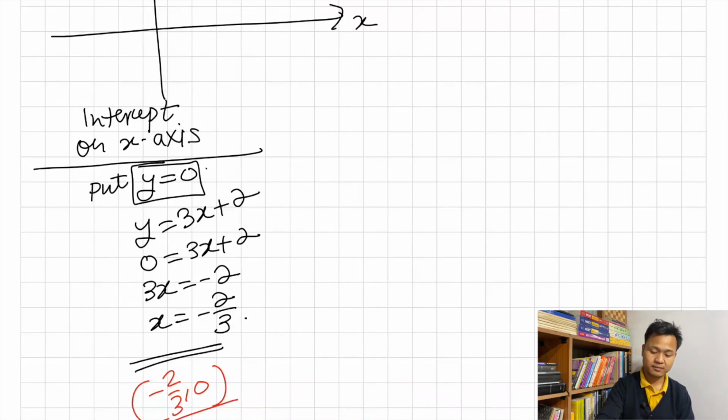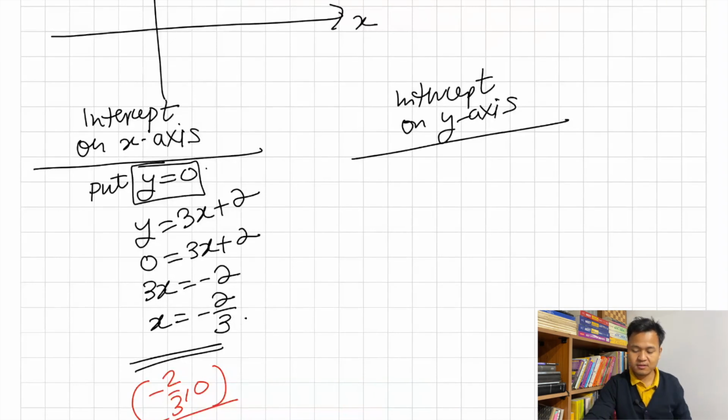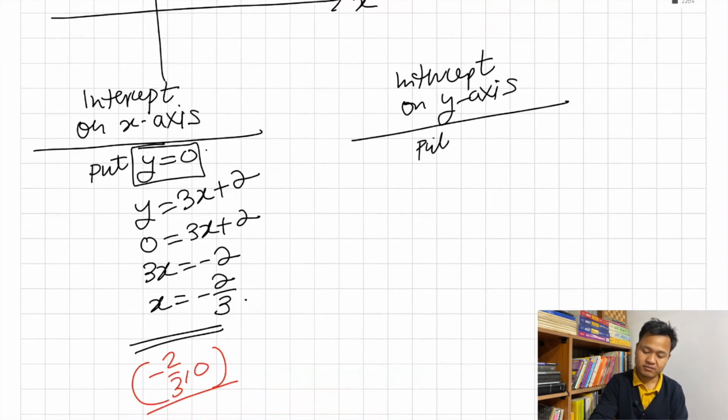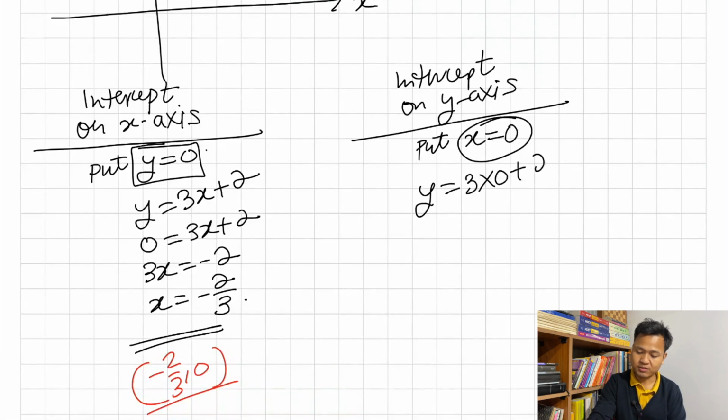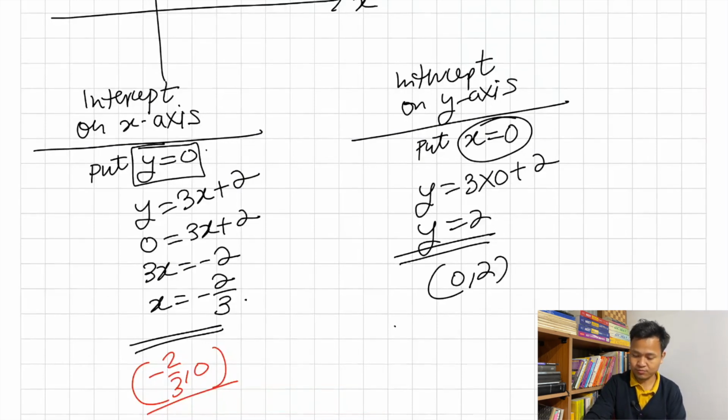Similarly, the intercept on the y-axis. To find that, you have to put x equals 0. So you'll have y equals 3 into 0 plus 2, so y equals 2. That means the straight line is going to cut the y-axis at 0, 2.